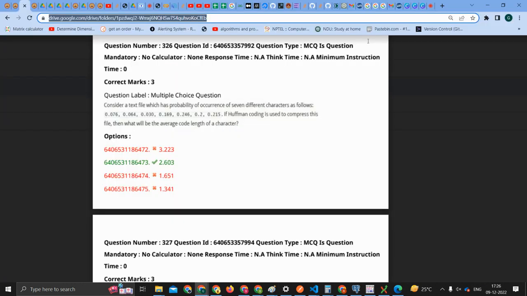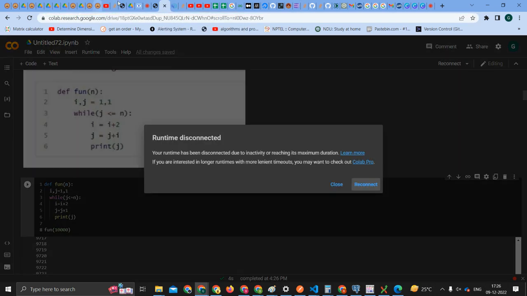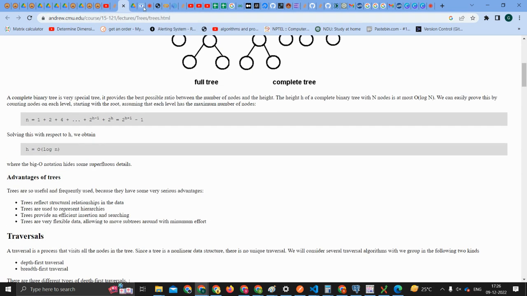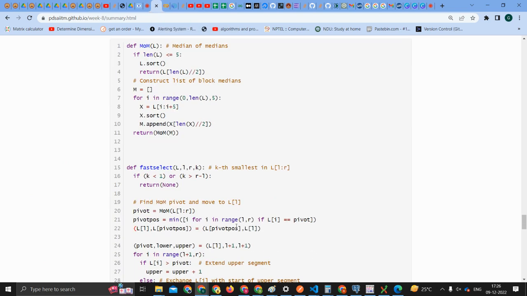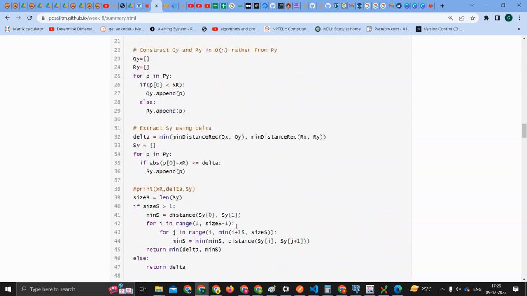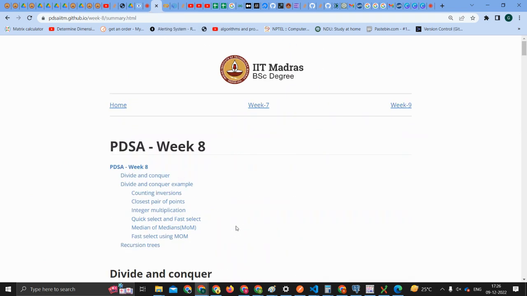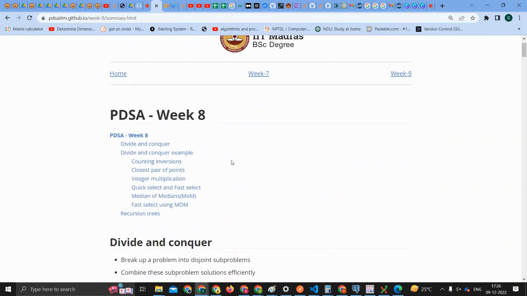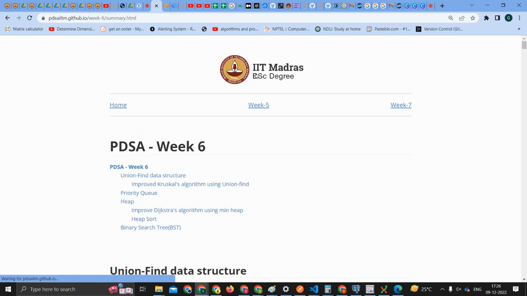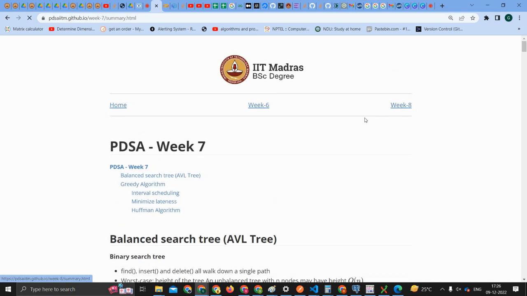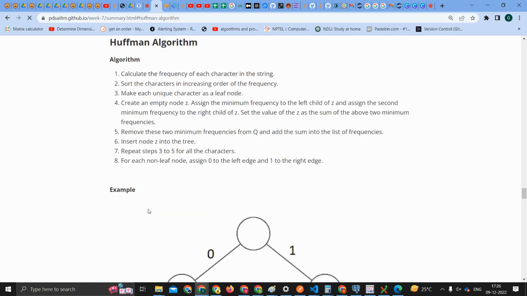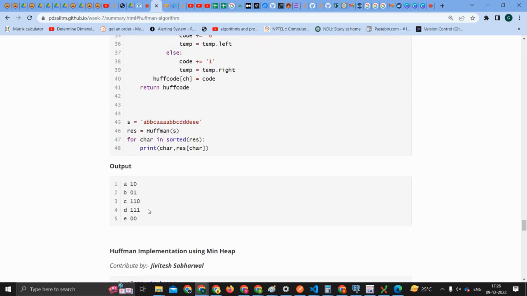Shall we try the same? Is it possible to put a Huffman code and fetch out the result? Shall I try to do that? Huffman, which week was that? I'm not able to recall exactly. Either 6 or 7. You can go to home, and then from there you can see it. Okay, week 7.